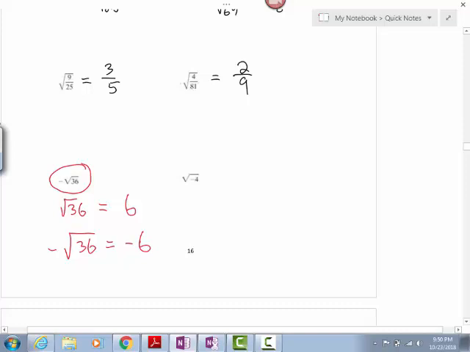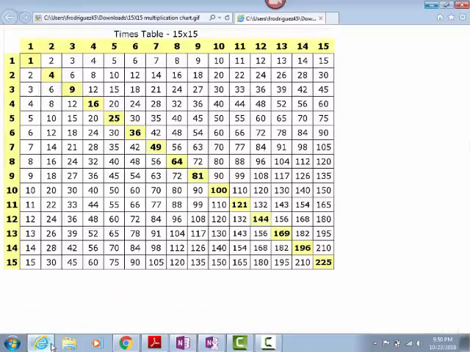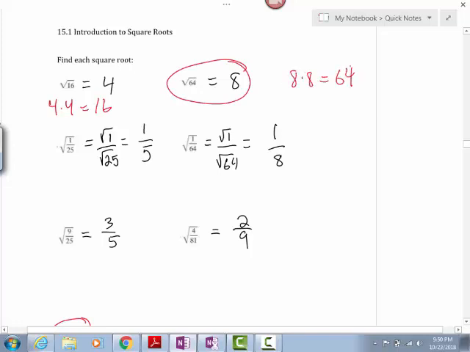So when we did the very first problem today and we said, okay, what was the square root of 16? We said the square root of 16 was 4, because when I looked at my table, I know that 4 times 4 gives me the number 16, right? So again, the reason why the square root of 16 is 4 is because 4 times 4 gives me 16. The same thing with this problem. The reason the square root of 64 is 8 is because 8 times 8 gives me 64.